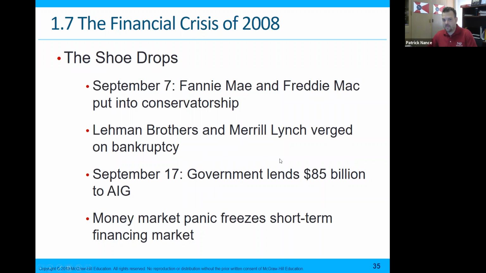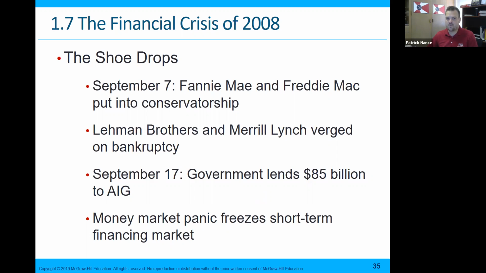So when the shoe dropped, September 7th, Fannie Mae and Freddie Mac were put into a conservatorship. Lehman Brothers and Merrill Lynch were both on the verge of bankruptcy. September 17th, the government lent $85 billion to AIG, and the money market panic froze the short-term financing market. So basically all the money locked up.